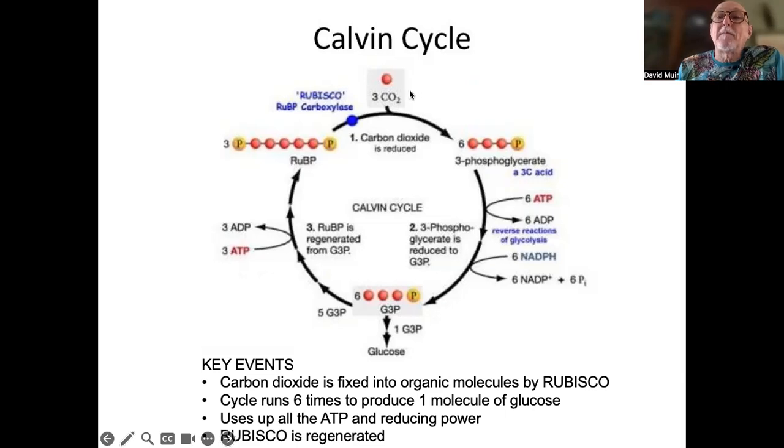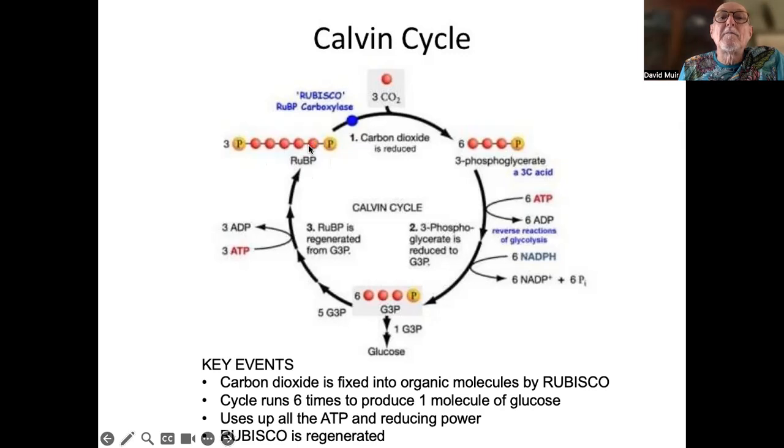So I'm not going to go into this in enormous detail. I'm just going to point out to you that, first of all, it is a cycle. That means it has to regenerate its first substrate. And that first substrate is called ribulose bisphosphate. Take a minute to write that down. Ribulose bisphosphate. And look at it, how many carbons does it have? 1, 2, 3, 4, 5.